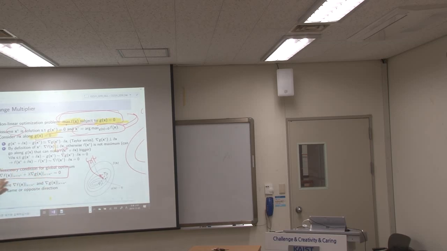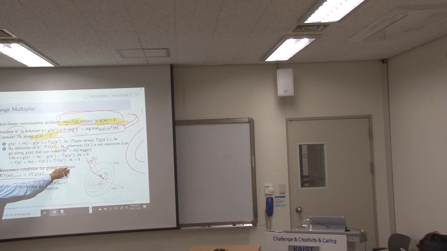This is the constraint. So this combines the optimization, the objective function, and the constraint. And if I take the integral of this, what do I get? What do we call this? If I take the integral of this, it's the Lagrangian.